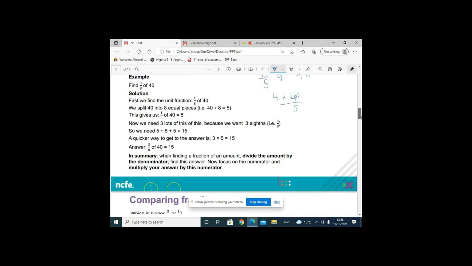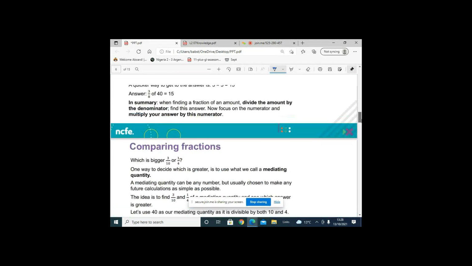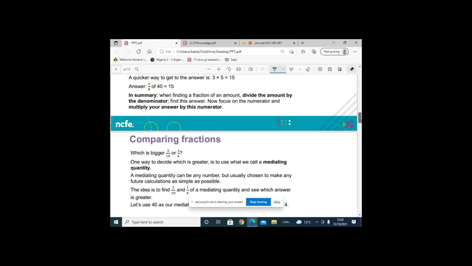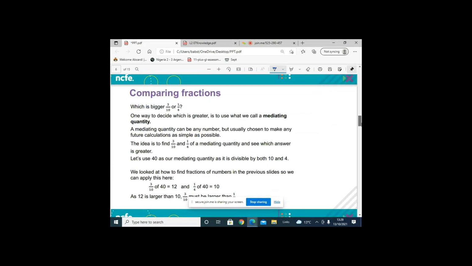So how many marks is that? Is that 1 mark or 3 marks? It's normally 2 marks. So you have to work it out because I did 4/5 times 40, then 40 divided by 5 is 8, then 8 times 4 is 32. So that's actually how it works.